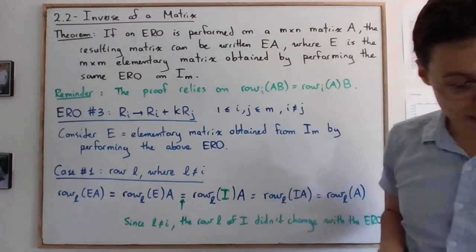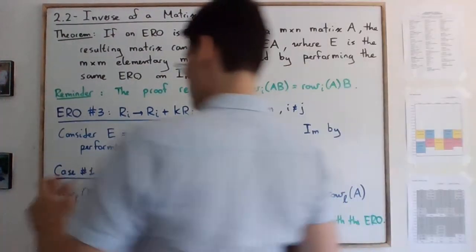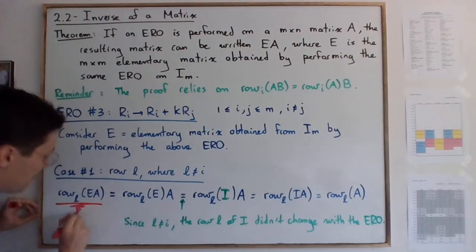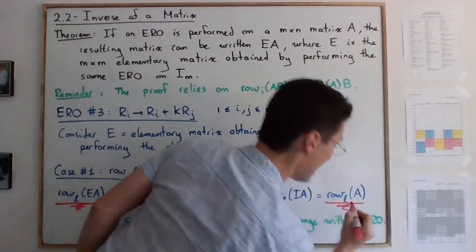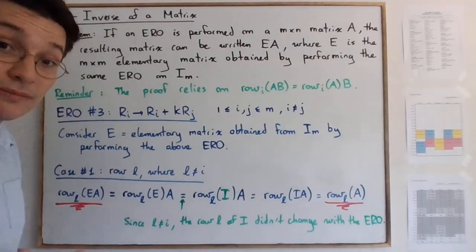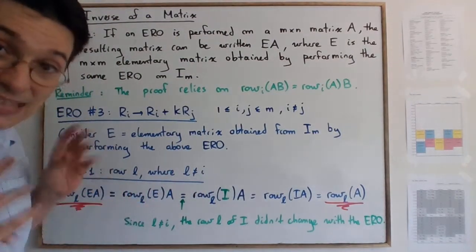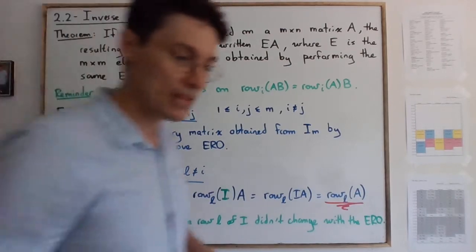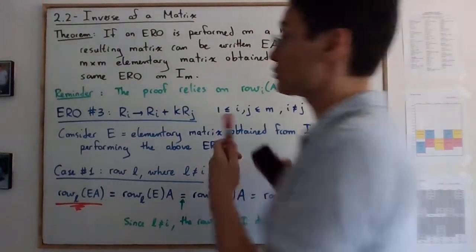Okay, I'm going to erase everything, but what's important to note here is the difference between the lth row of EA and the lth row of A. They're equal, there's no difference. That's what's important to get. Okay, now I'm erasing the theorem and we will do the second case.